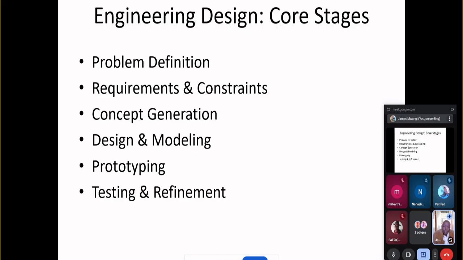But in engineering design, you also start with a problem definition. Number two, you look at requirements and constraints. And that's why engineers are very good at problem solving, because you have to be realistic.